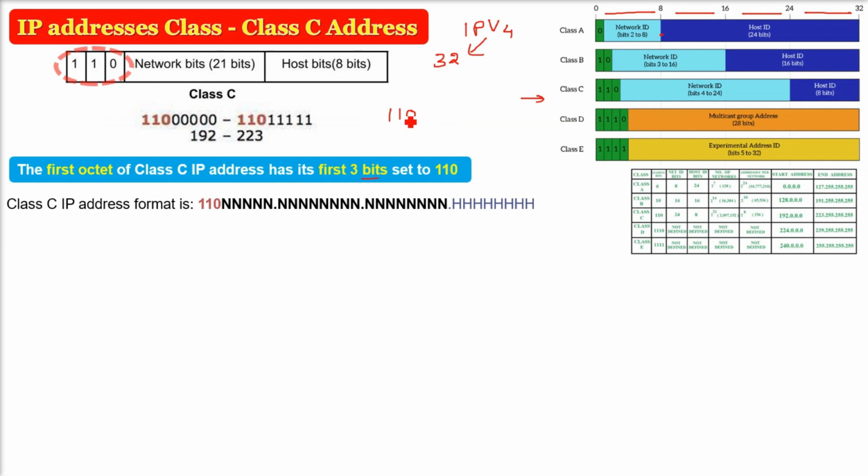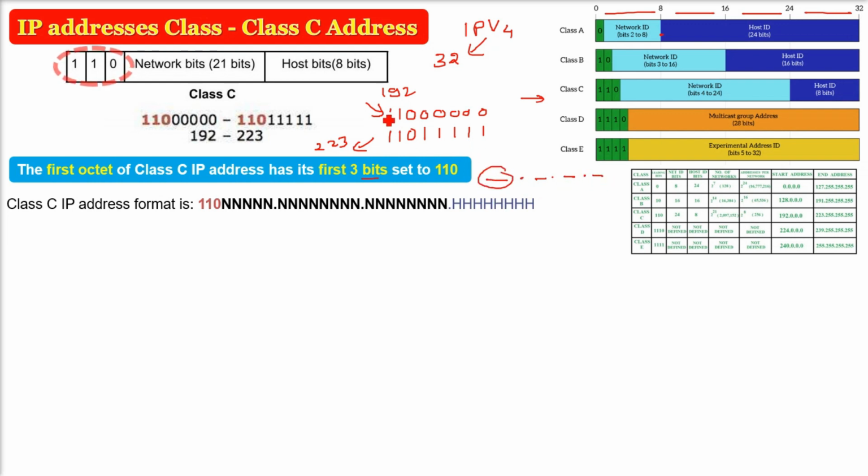When you fix 110, you have to take the remaining bits of the first octet. So what is the minimum of the first octet? 110, then you just put all zeros. This is the minimum. And what is the maximum? 110 is fixed, you cannot change that. Now you can put all ones. What are the decimal values of these binaries? 192, and this one is 223. So the minimum first octet number for class C is 192, and the last one can be 223.